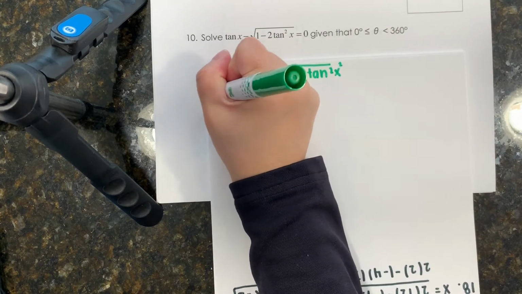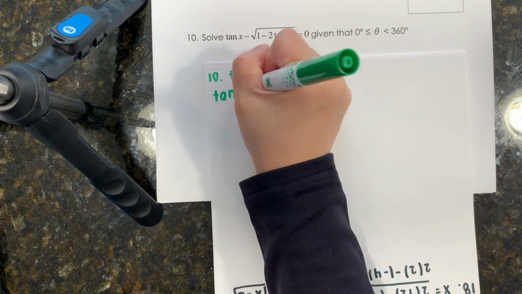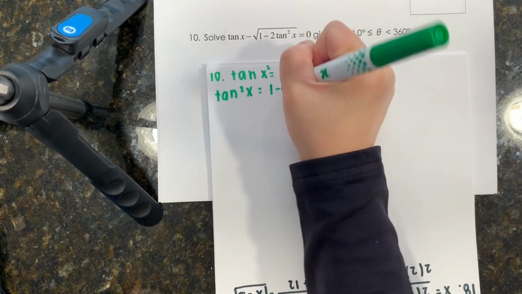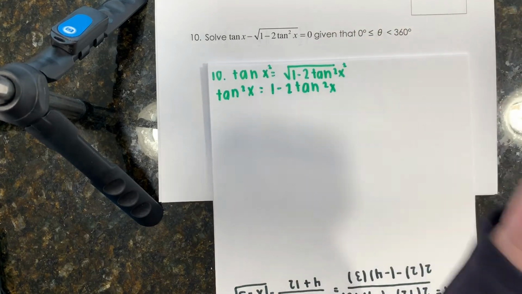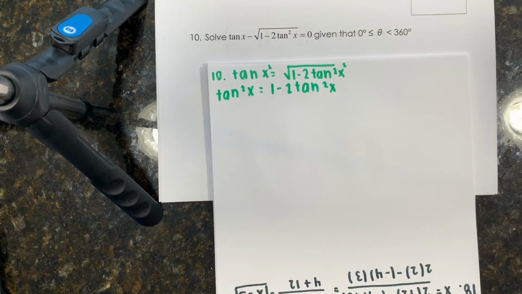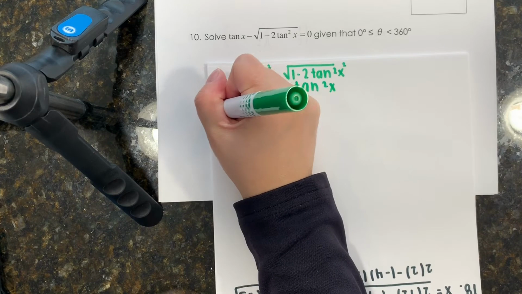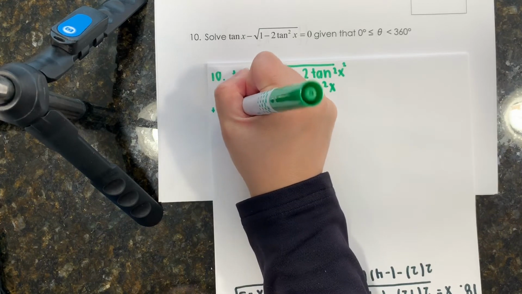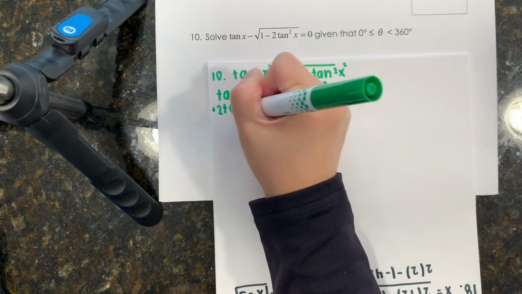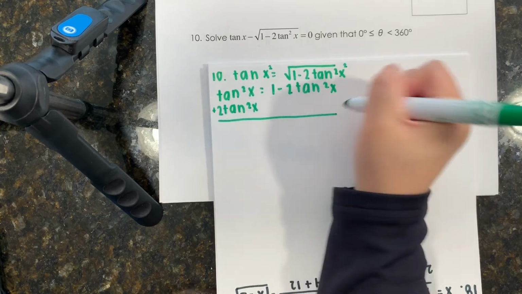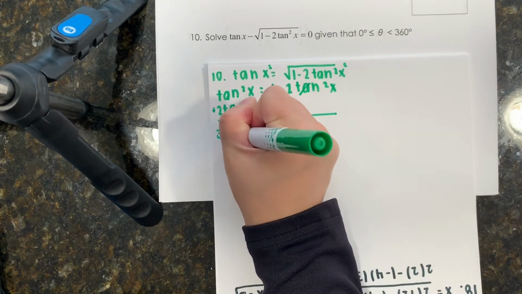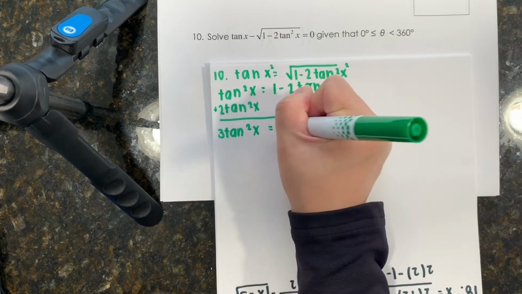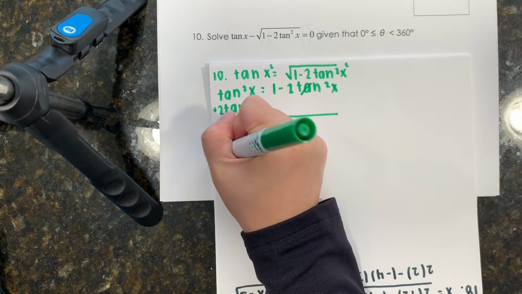That would give me tangent squared x equals 1 minus 2 tangent squared x. If I move the 2 tangent squared x to the other side, I would add it. And then 1 plus 2 would be 3. Tangent squared x is equal to 1. Divide by 3.